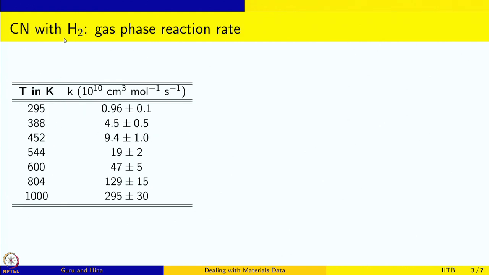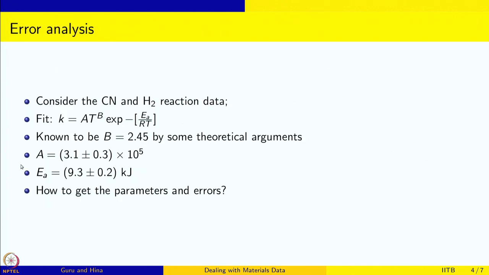This is cyanide interaction with hydrogen. It is a gas phase reaction, and the reaction rate is given with error, and it is given in 10 to the power 10 centimeter cube mole inverse second inverse, and the temperature is given in Kelvin. We have done this exercise, but we have not done the error analysis bit carefully.